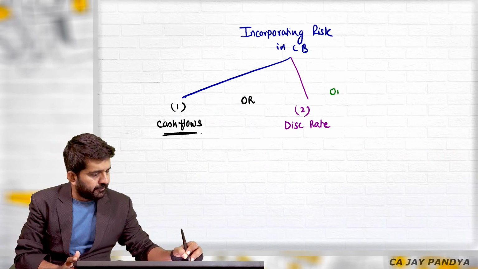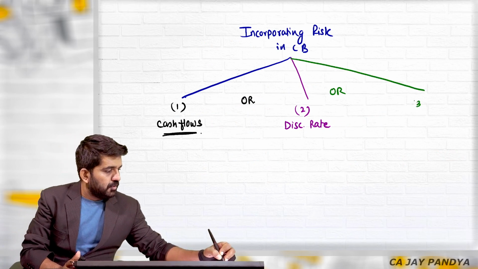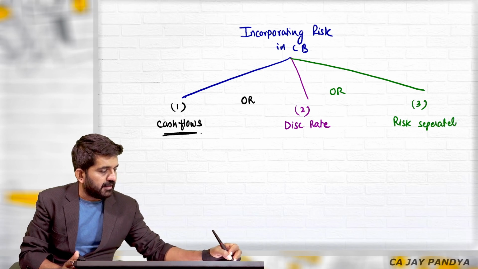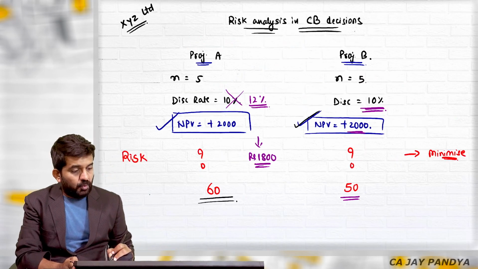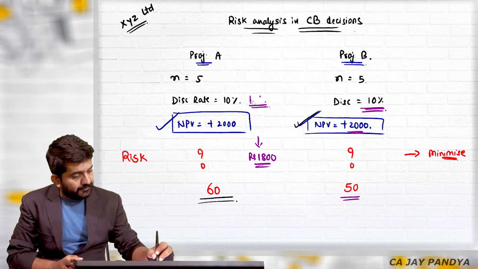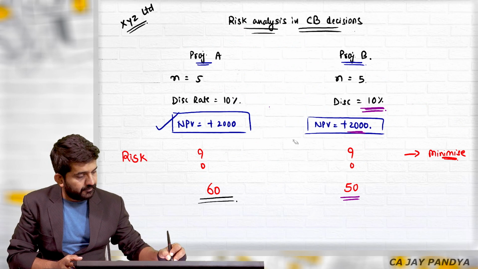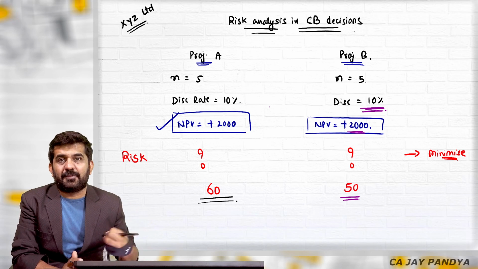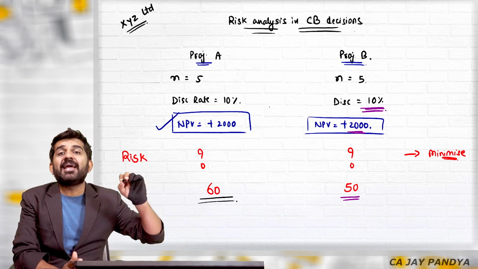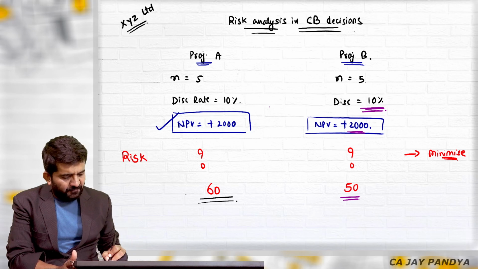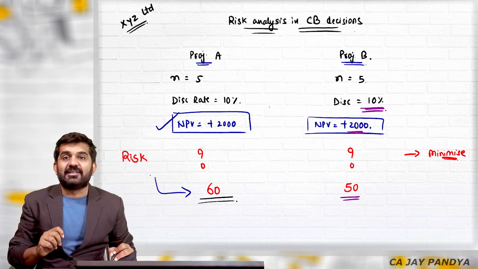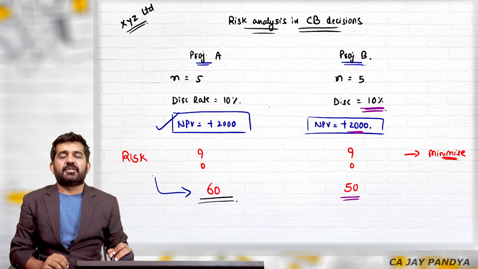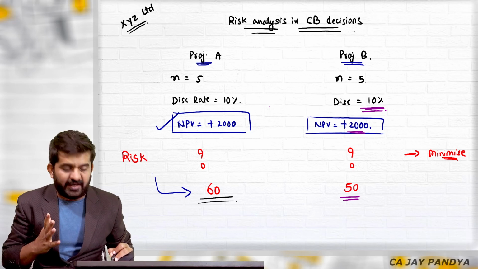Or we may find out risk separately. So what we'll do is keep everything the same, but by some measurement of risk, such as degree of operating leverage, financial leverage, beta, or any other method, we can find out risk separately and then decide which project is more risky and which is less risky, and we can take the decision based upon the risk factor.